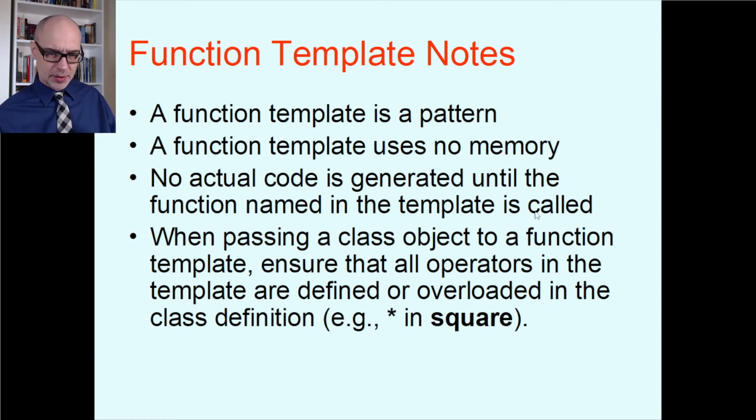And one thing we've emphasized here, I think, when passing a class object to a function template, you got to make sure that all the operators used in the function template are actually defined or overloaded in the class definition. And our example there is if the square template function uses the asterisk multiplier, then that'll work with any incoming parameter that's overloaded operator times. So again, our square function will work with integers, chars, doubles, right? You can multiply any of those things. It will not work with a string, C++ string, because they didn't overload operator times.